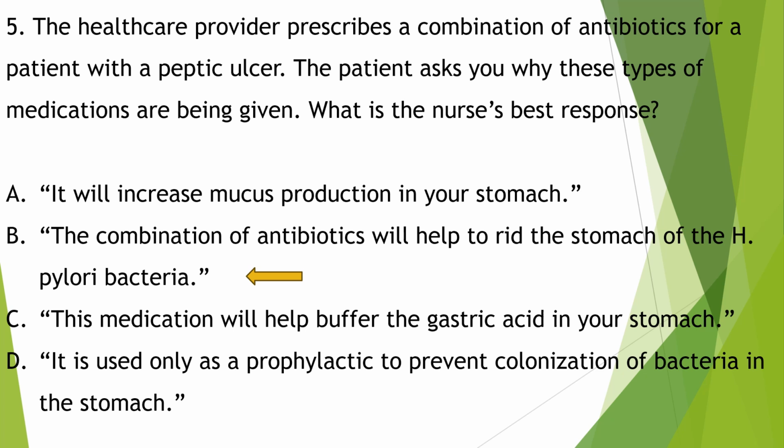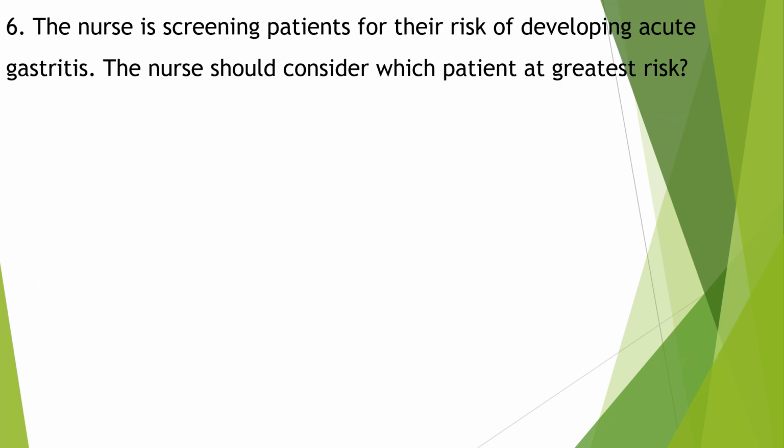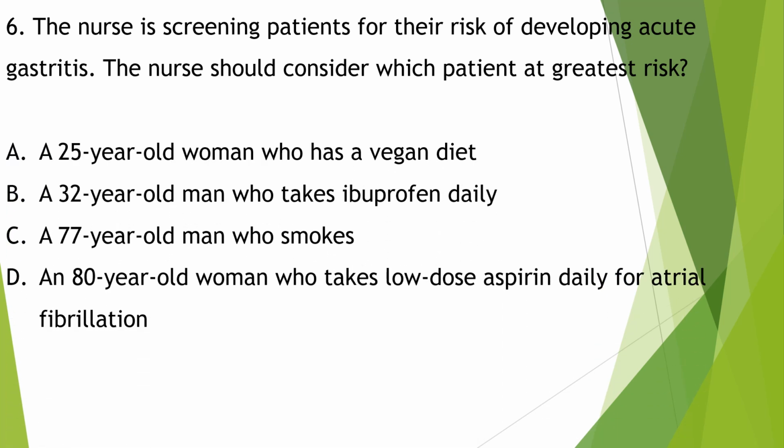The nurse is screening patients for the risk of developing acute gastritis. The nurse should consider which patient at greater risk. A 25-year-old woman who has a vegan diet, a 32-year-old man who takes ibuprofen daily, a 77-year-old man who smokes, an 80-year-old woman who takes low-dose aspirin daily for atrial fibrillation.